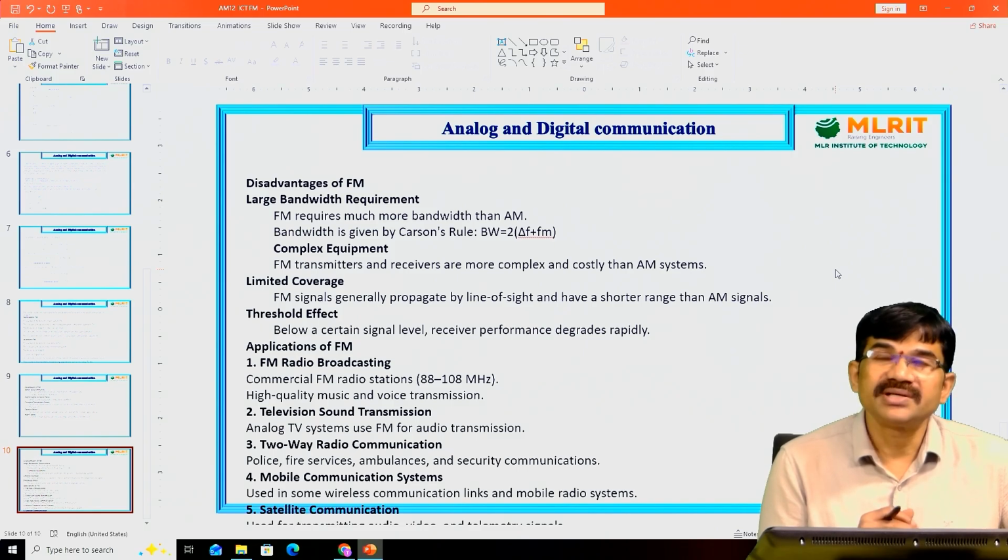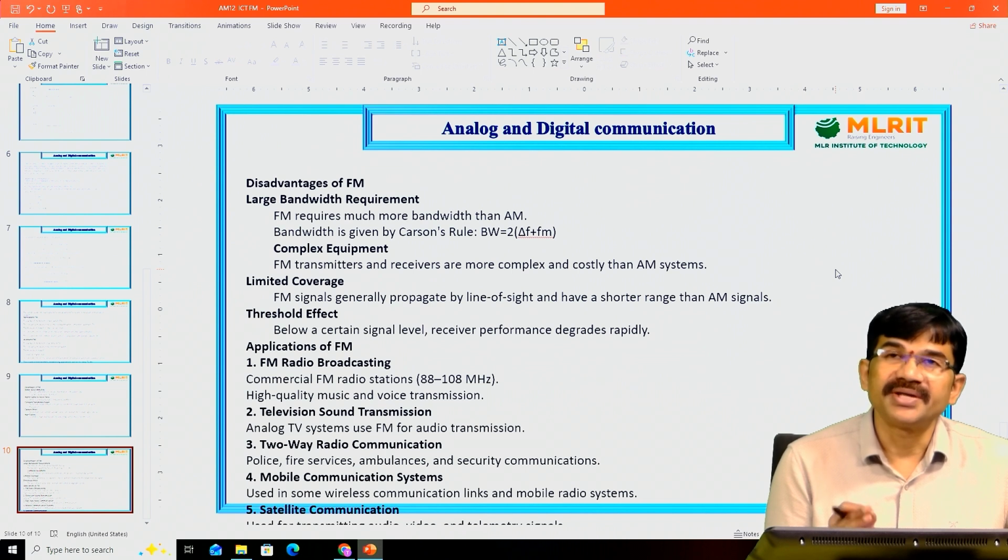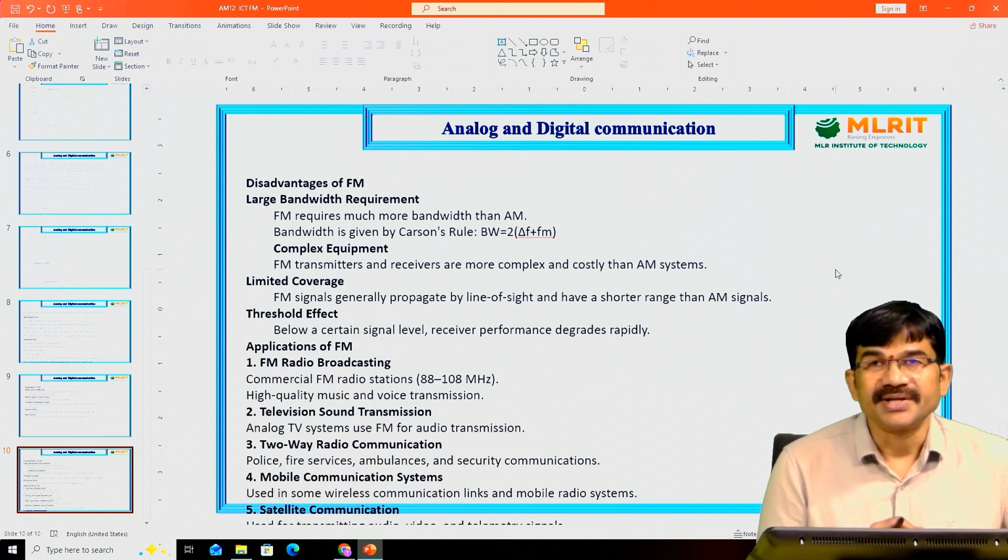Then we concentrated on the mathematical expression for the angle modulated signal. We obtained the angle modulated signal s(t) = Ac cos(2 pi fc t + 2 pi kf integral from 0 to t of m(t) dt). That is one expression. Another expression is s(t) = Ac cos(omega c t + beta sin omega m t). That is the second expression.